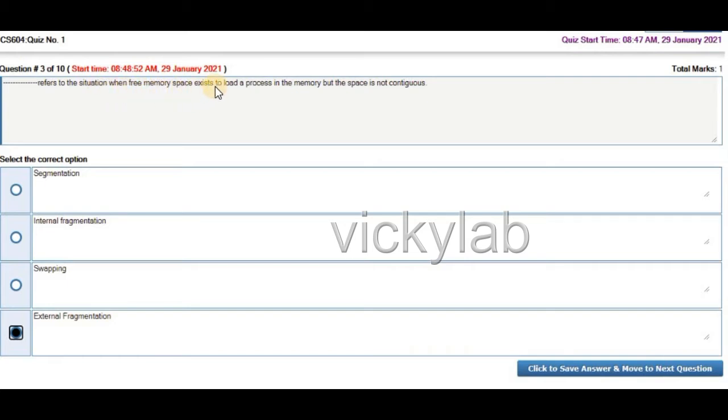Third question is, refer to the situation when free memory space exists to load a process in the memory but the space is not contiguous: external fragmentation. Fourth question is, in dash technique memory is divided into several fixed size partitions: Multiprogramming with fixed tasks, MFT.